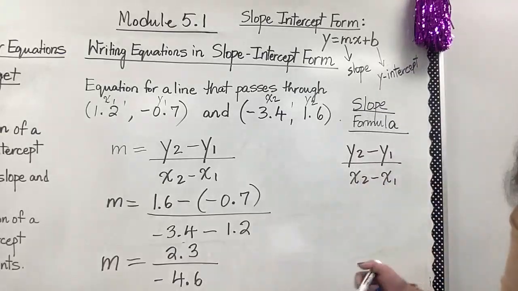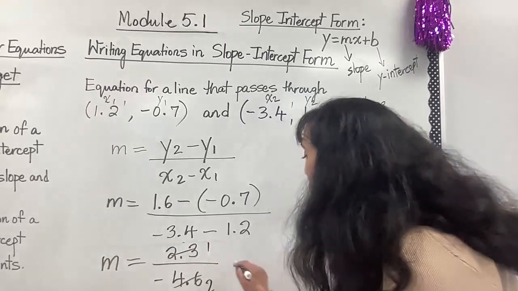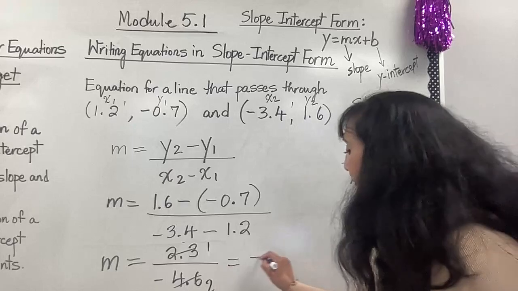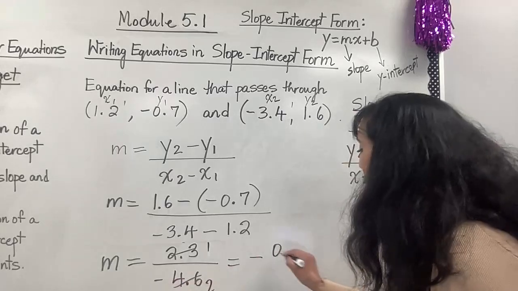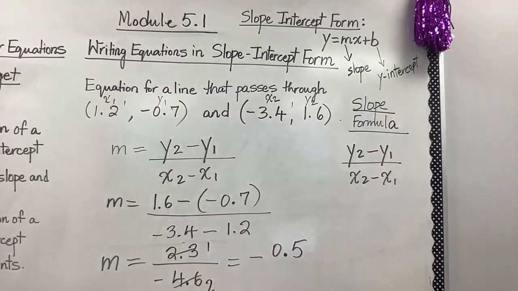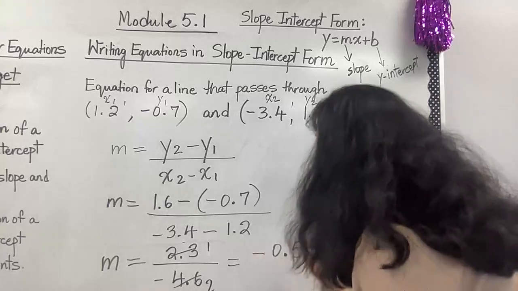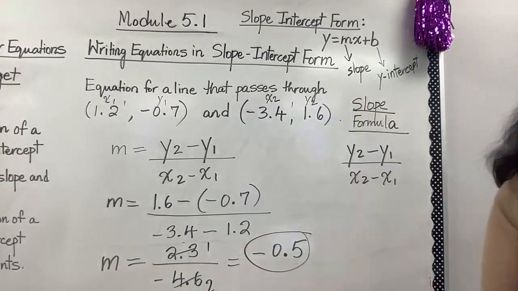So therefore, what is this going to be? So this is 1, this is 2, which makes it negative 1/2, which is nothing but 5/10. And so my slope is negative 5/10. Okay, so this is my slope.